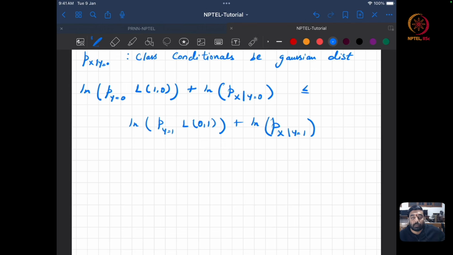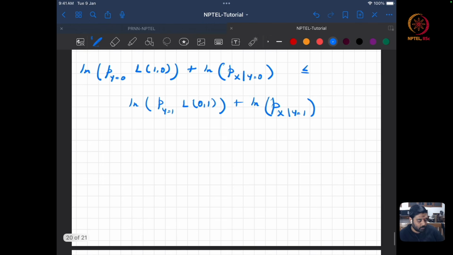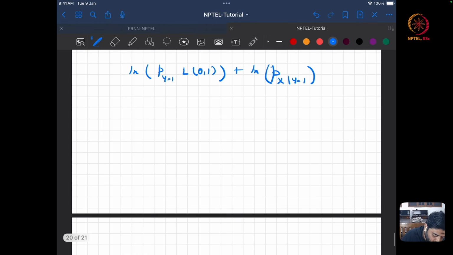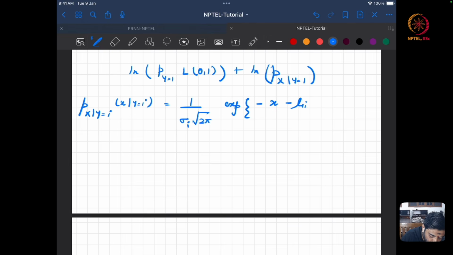Now let's substitute the class conditionals. Now we know that the probability of x given y is equal to i, I can write it as 1 over sigma i square root of 2 pi exp of minus x minus mu i whole square divided by 2 sigma i square.